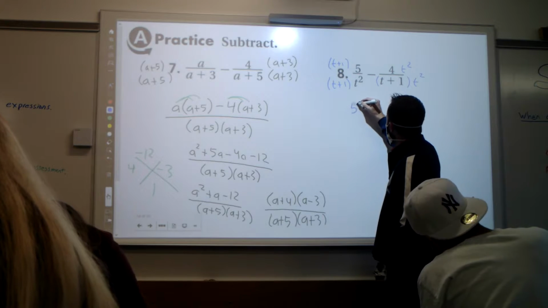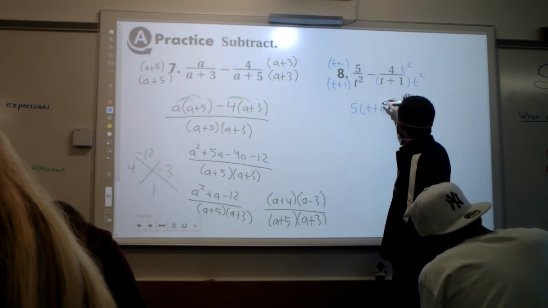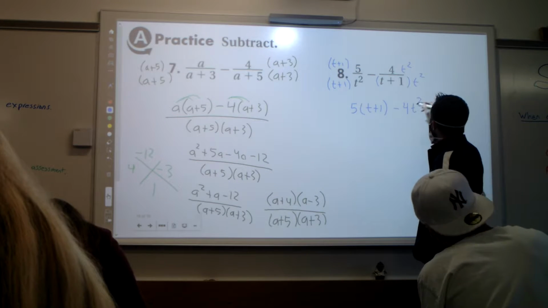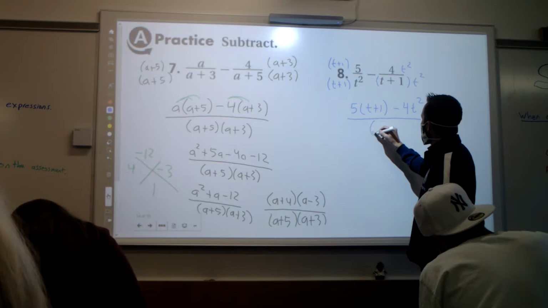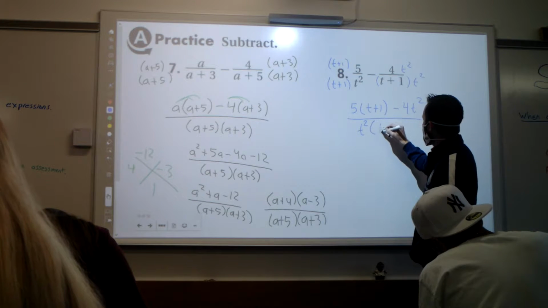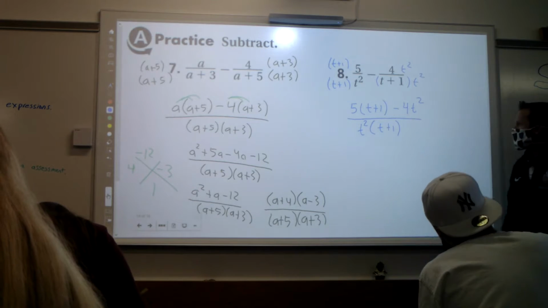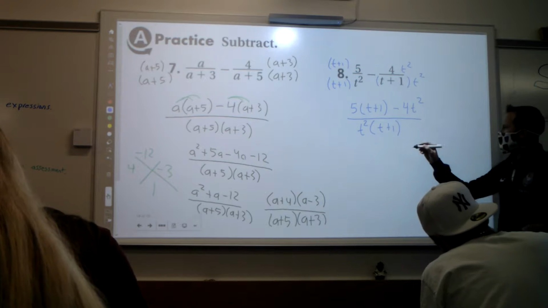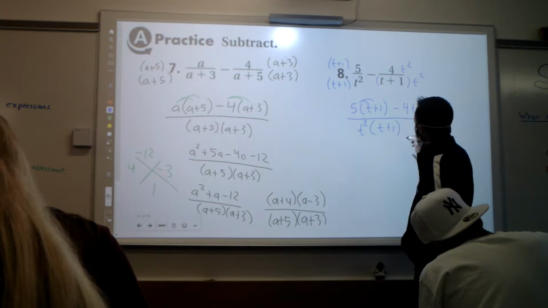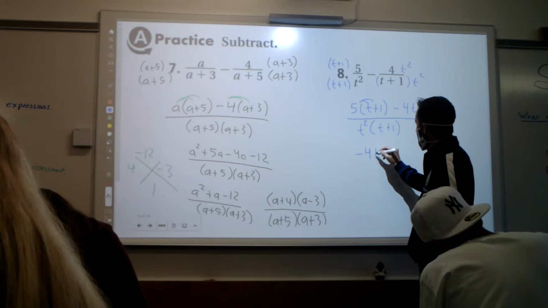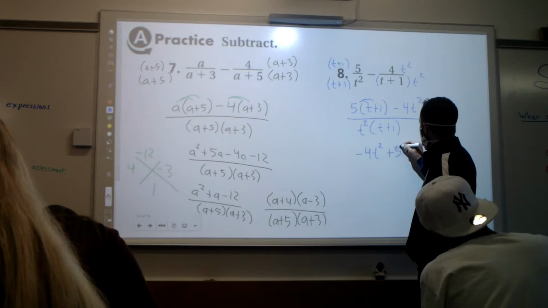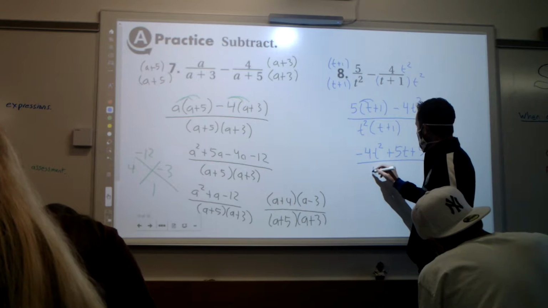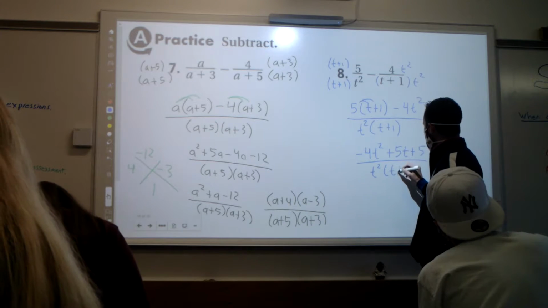So I'll have 5 times t plus 1 minus 4t squared. And that's all over our t squared times t plus 1. Does that look right? Okay, let's distribute the 5. I'm also going to bring that negative 4t squared to the front. Plus 5t plus 5 over t squared times t plus 1.